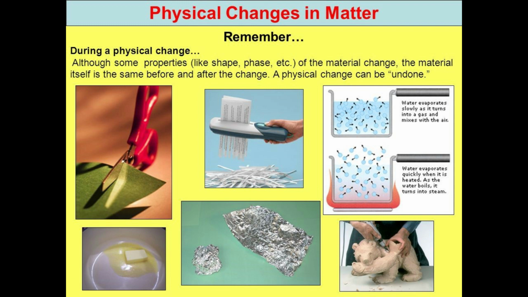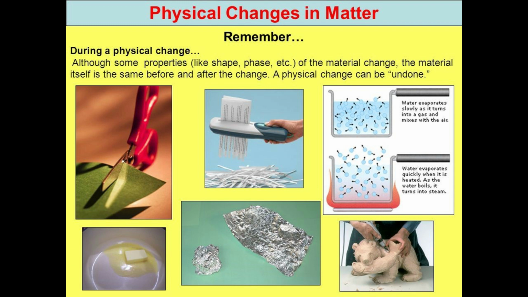That pot over at the right, we see the water at the top, it's being heated. Then it turns to gas, so the particles are moving more. But if you take the heat off, it's going to cool down and go back to being water instead of being steam. So again, that change can be undone.